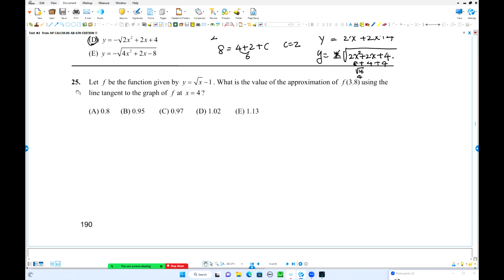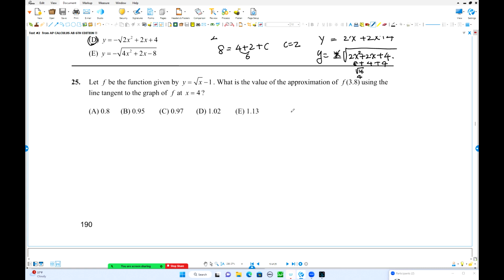All right, today we start at number 25. F is the function given by the equation y equals square root of x minus 1. What is the approximation of f of 3.8? To approximate this value, we're going to use a tangent line to this graph.